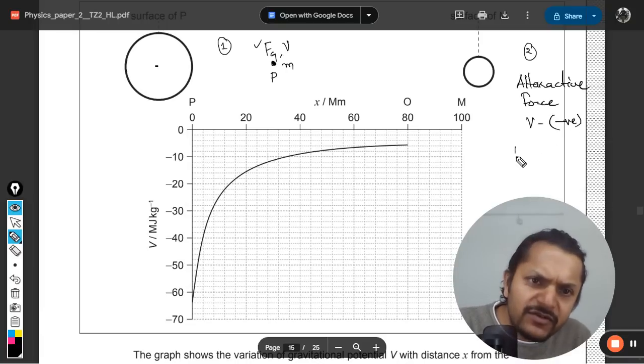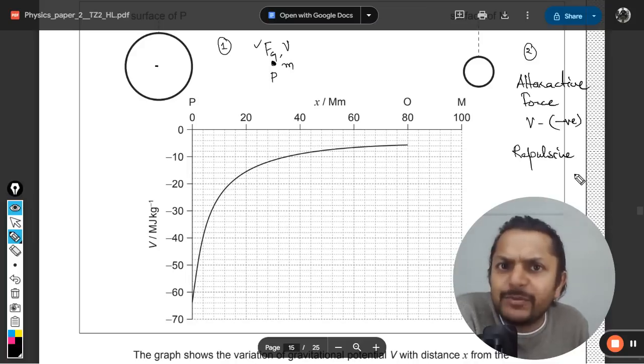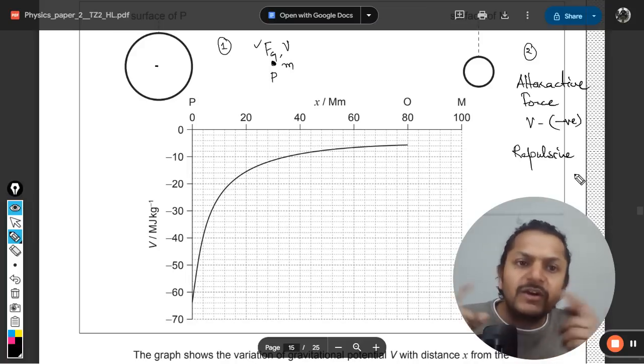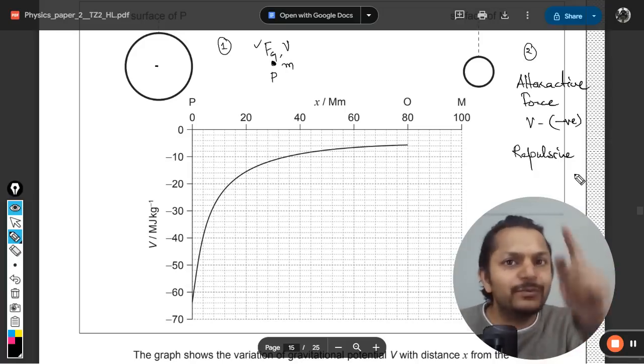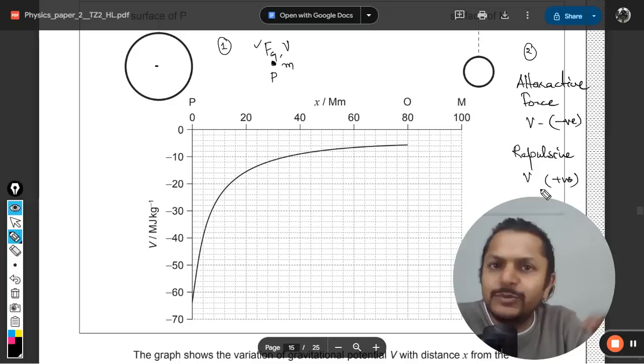But whenever we are concerned with the repulsive forces, in gravitation we do not have repulsion, but in electrostatic we have. So in electrostatic, two positive charges are repelling each other. So what will be the potential energy? Positive. So what will be the potential? Positive. So in repulsive forces, the potential energy or the potential is usually taken to be positive.